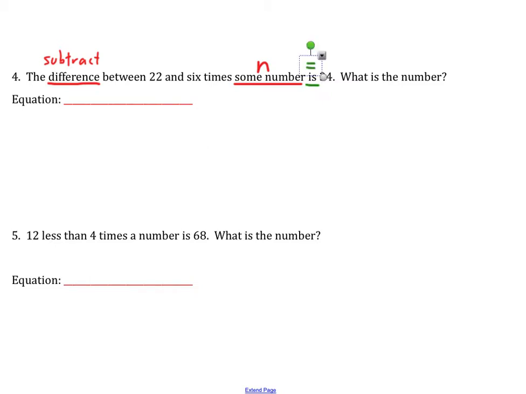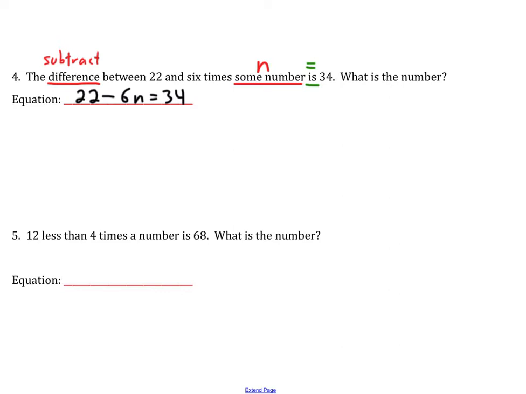So this essentially gives us our equation. We have to subtract 22 minus some number to get 34. Sorry, minus 6 times the number to get 34. So 22 minus 6n equals 34. By directly substituting right in that sentence, we've pretty much written the equation already.